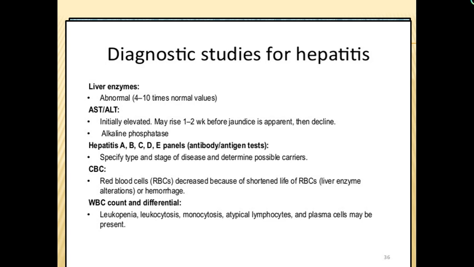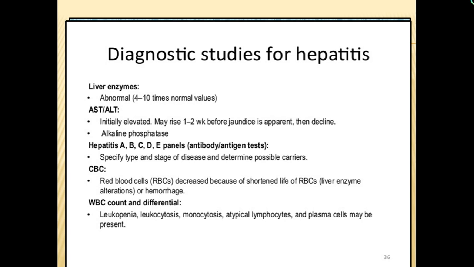Okay, so aspartate transaminase and alanine transaminase. AST is also called SGOT, and ALT is also called SGPT. These are the common names we usually see in our lab tests in the ward: SGOT and SGPT. SGOT is nothing but AST, and SGPT is ALT.